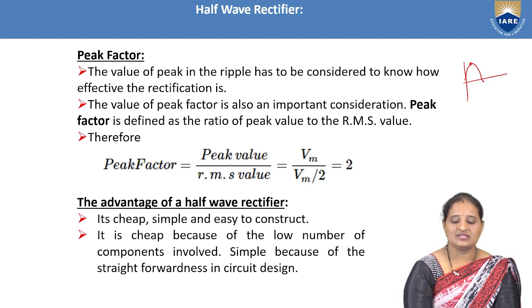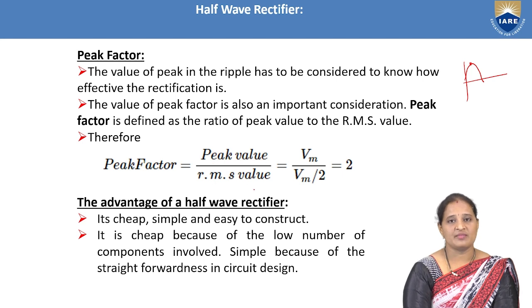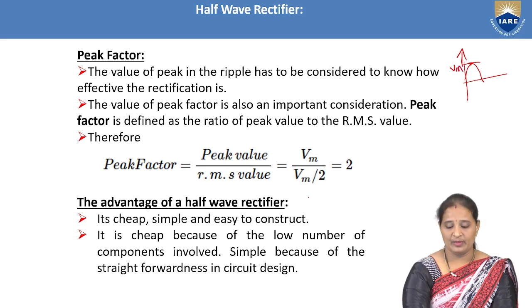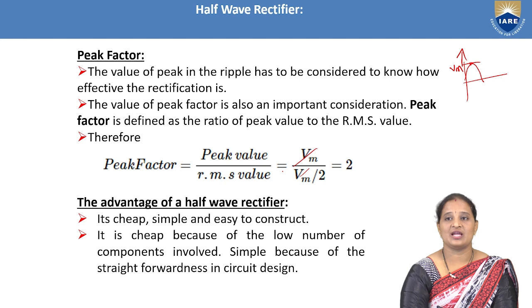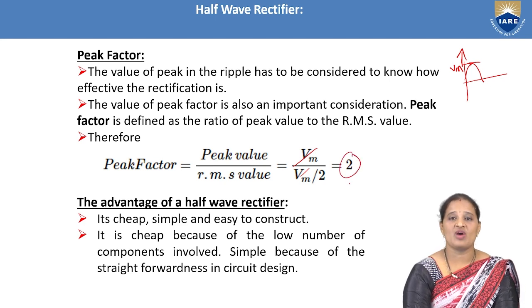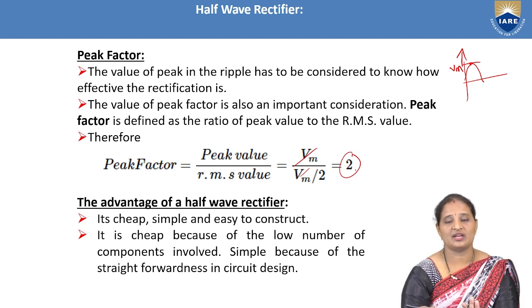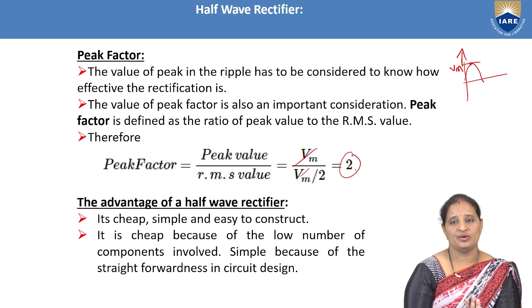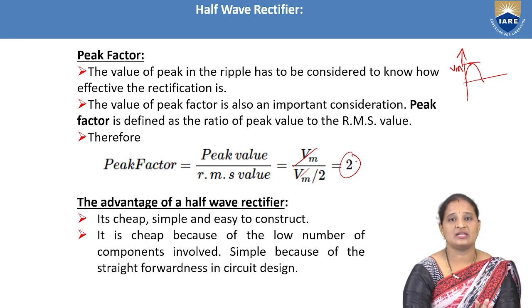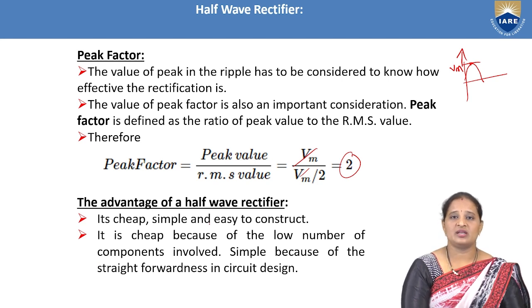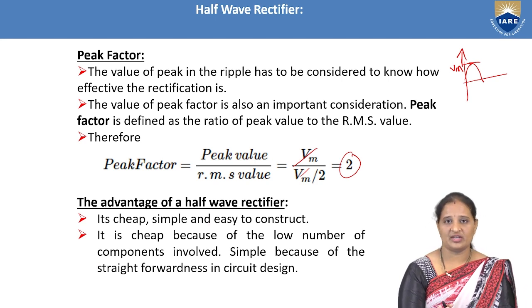Here, as it is defined as a peak value to the RMS value, the peak value of output voltage is given by Vm and the RMS value is given by Vm by 2. Vm gets cancelled, so 2. That means the peak factor of the ripples present in the output is equal to 2. So this is also a drawback, that means it is having a high peak value. It is also considered to be a drawback of half wave rectifier. So this is about the mathematical analysis of half wave rectifier.